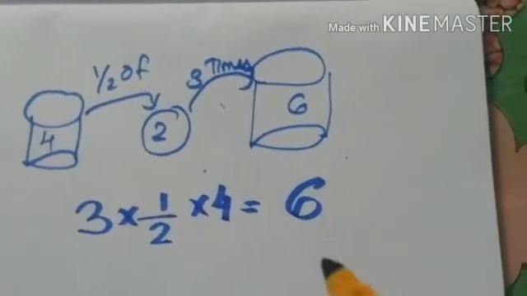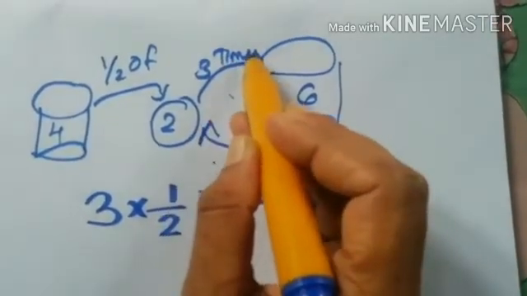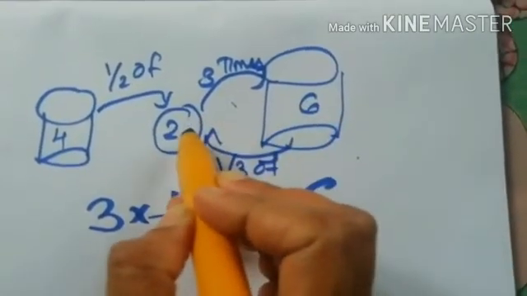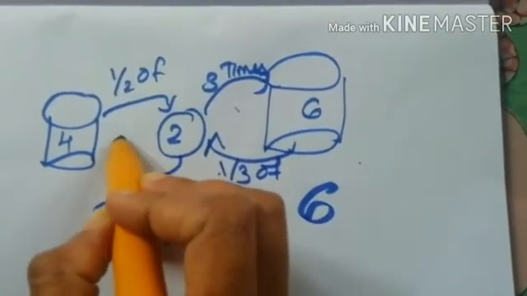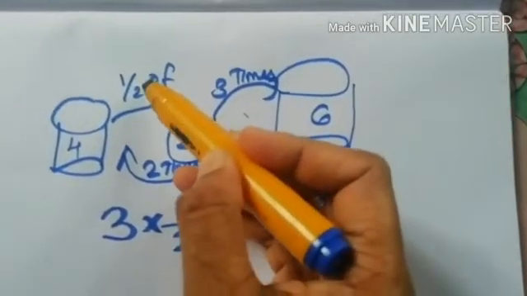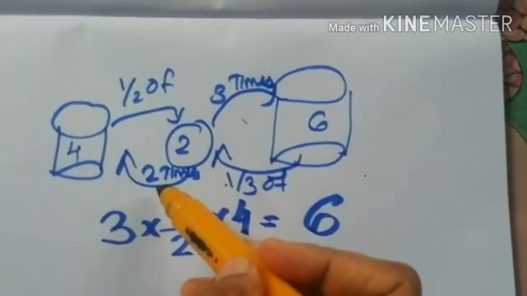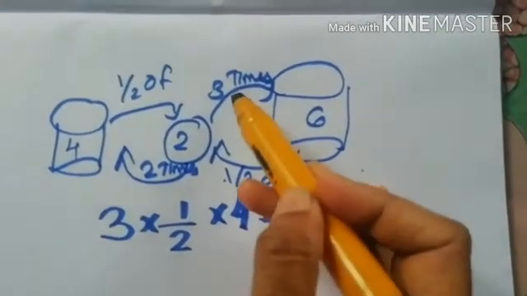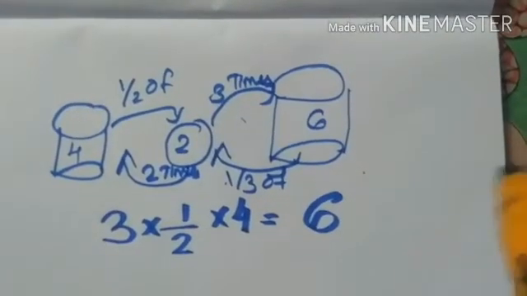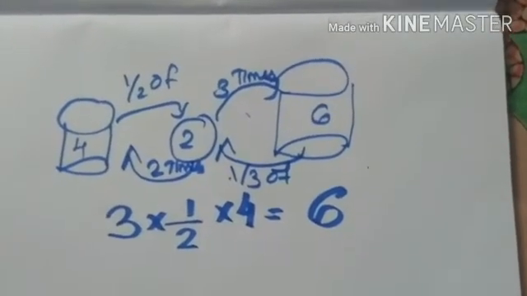In the same way, we can reversely say that 1 by 3 of 6 is 2, and 2 times 2 is 4. That is inversion. Here, when we invert 1 by 2 we get 2 by 1, that is 2 times. Here it's 3 times. When we invert it, we get 1 by 3 of. The same thing can be changed by using times and of.